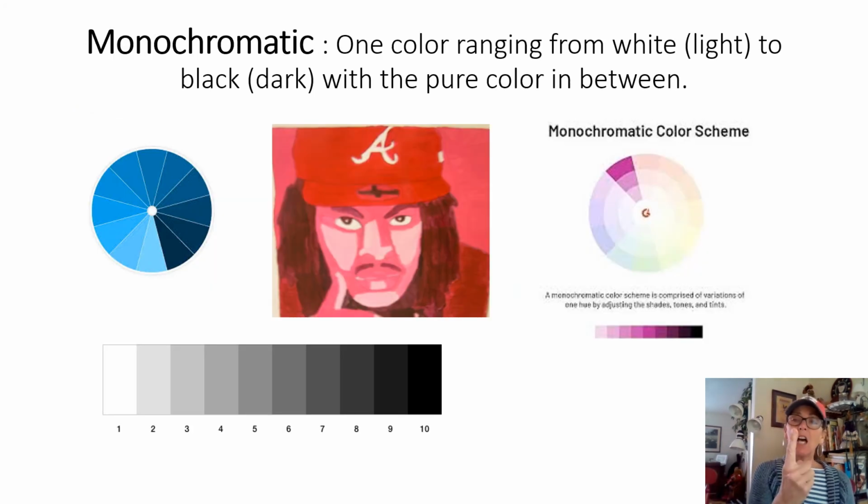Monochromatic is one color ranging from light to dark, so white to black and your pure colors in between, and then you're going to have all those different ranges on both sides. You also can include tones in that as well. All right, so monochromatic is one color ranging from light to dark.